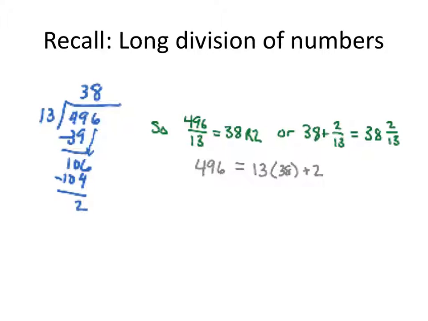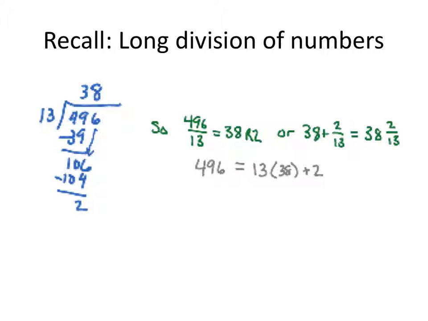So what does this mean? It means that 496 over 13 is 38 remainder 2. Remember when you were in elementary school and you put r for a remainder? We could also write it as a fraction and put it in a mixed number. But the division algorithm says 496 is equal to 13 times 38 plus 2. So this is what the division algorithm is telling us in terms of going from division to writing the expression.